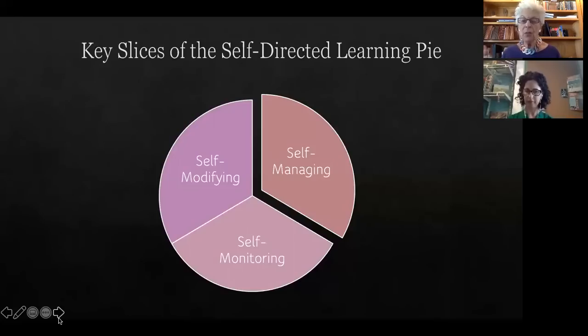Self-monitoring is along the way as you're processing. What are some of the things that you need to do to continue to process your goals? And by the way, your goals don't stay stable. There are times when something leads to something else and you find you have to modify your goals.